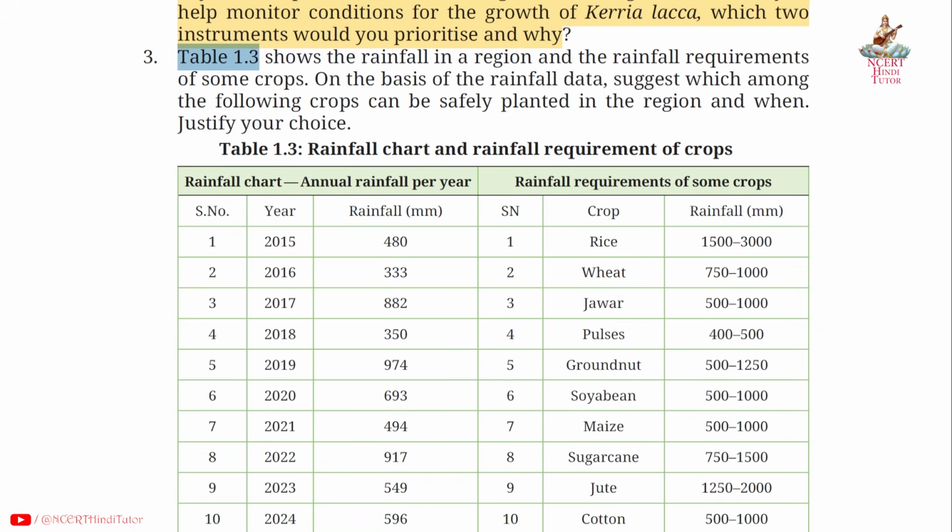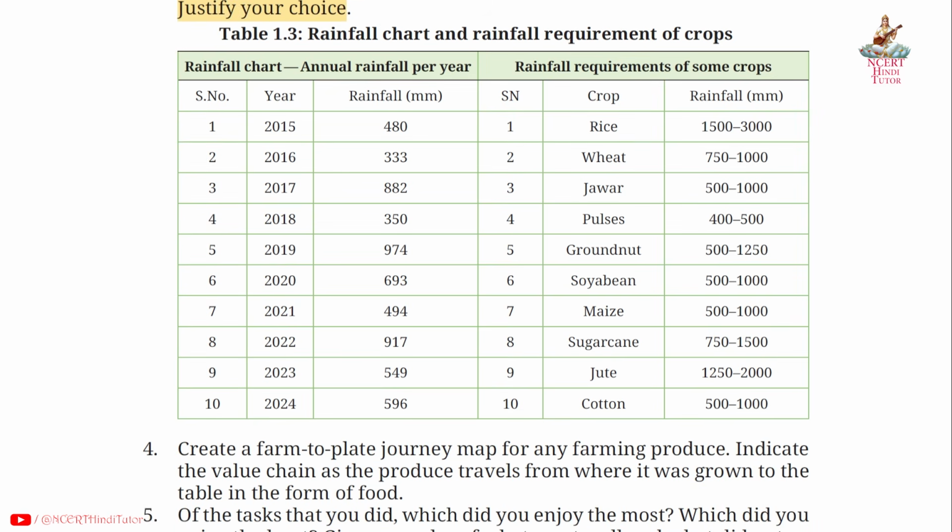Question 3. Table 1.3 shows the rainfall in a region and the rainfall requirements of some crops. On the basis of the rainfall data, suggest which among the following crops can be safely planted in the region and when. Justify your choice. So friends, this is the table 1.3, rainfall chart and rainfall requirement of crops.